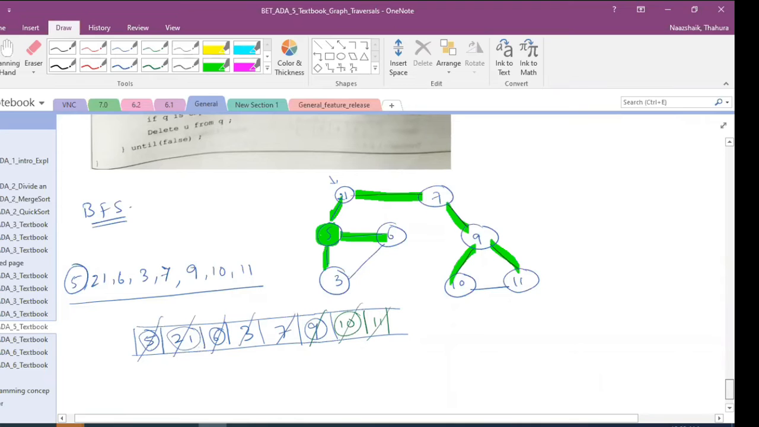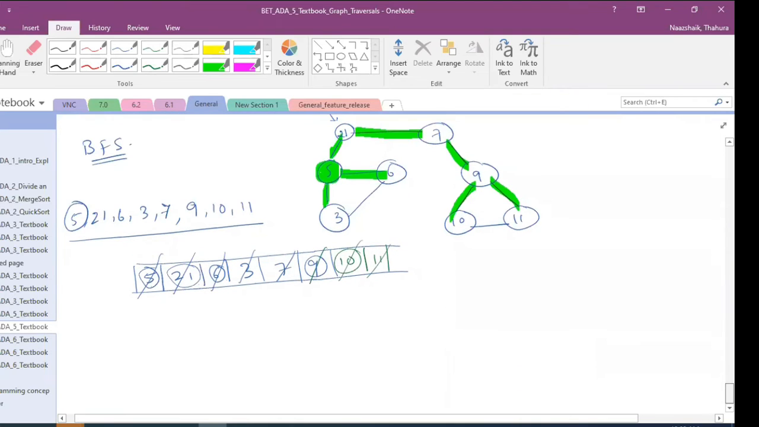Let's do the same thing using DFS also, because I want you to be freshly aware of DFS, because the next unit 7 is all about DFS. So let's do the same example using DFS also.